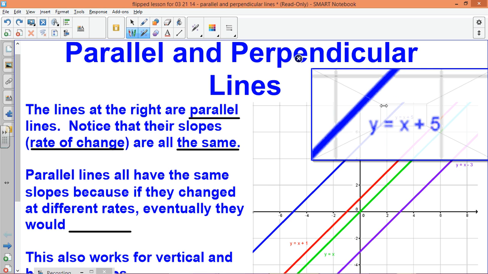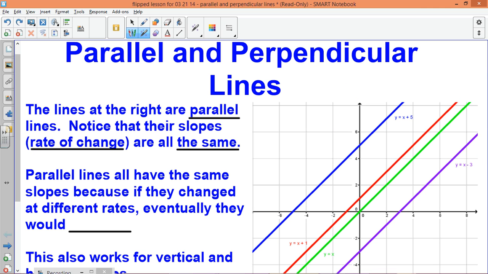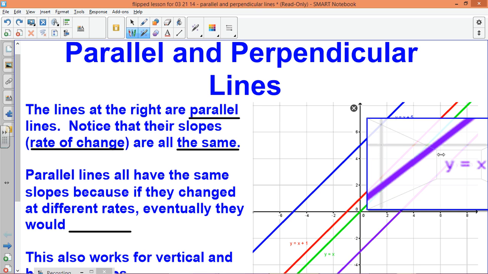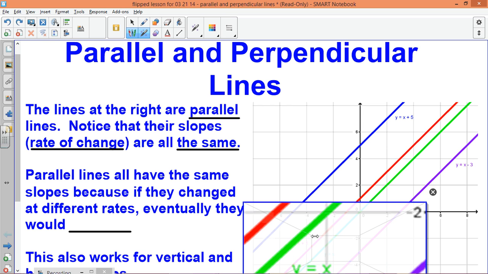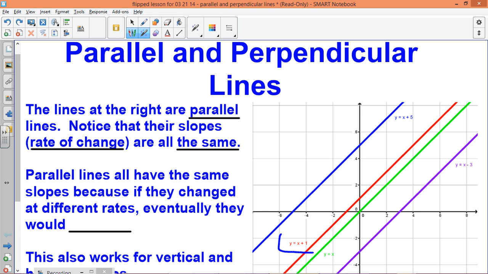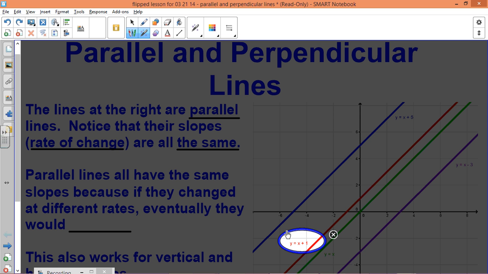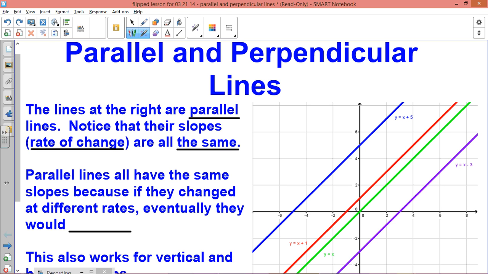We have the equation of one line, y equals x plus 5. Another one, y equals x minus 3. Another one, y equals x. A final one, y equals x plus 1. Notice the coefficient of x in every one of these is 1, right before the x. So every one of these has the same slope.